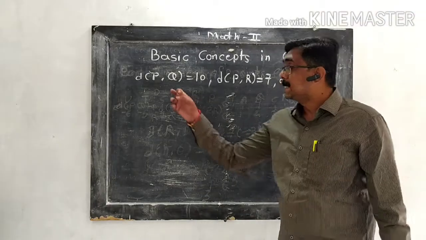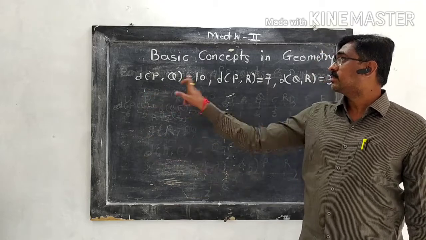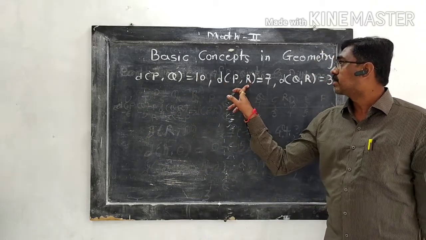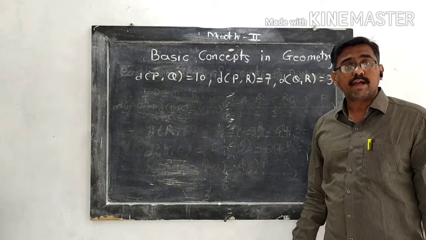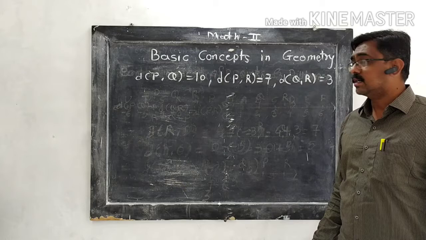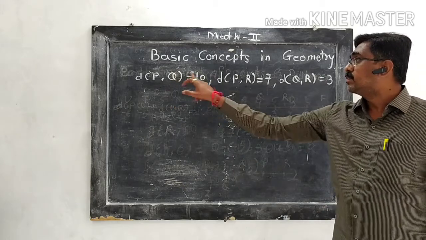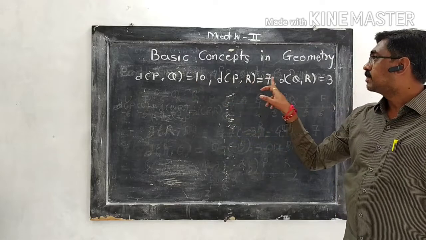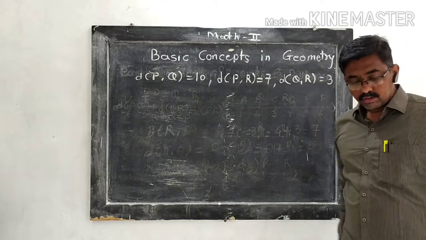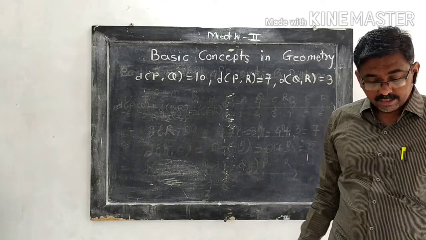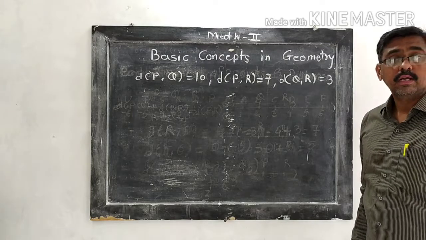Now here they give the three distances. Distance PQ equals 10, distance PR equals 7, and distance QR equals 3, and ask us to find out which point is in between the other two points. To simplify this, we have to add the two smaller distances.